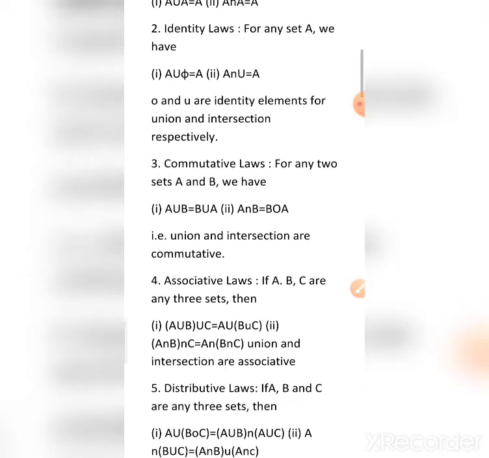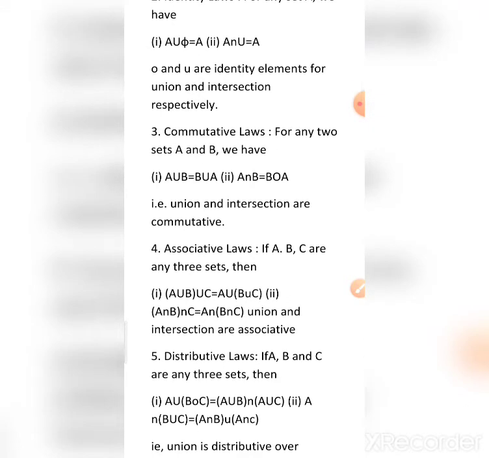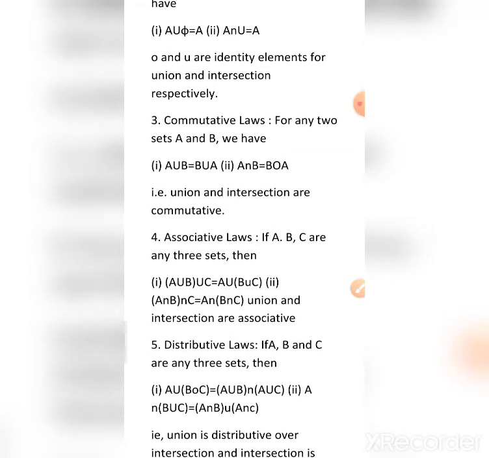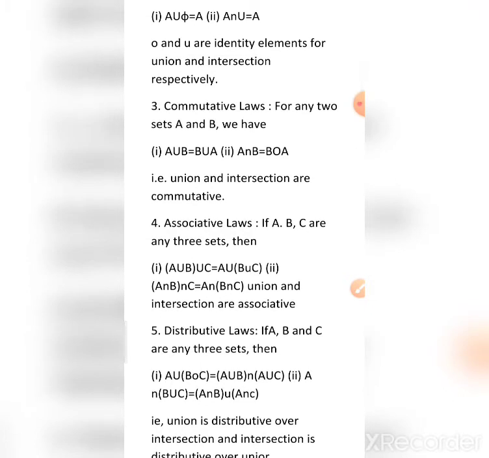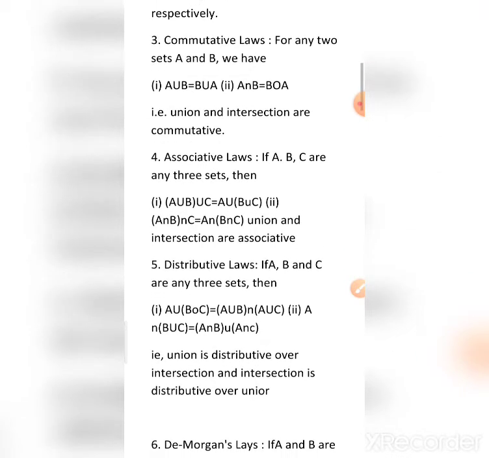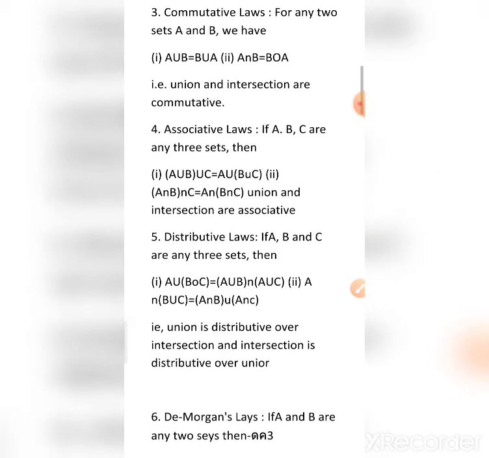Third rule is commutative laws. For any two sets A and B, we have A union B is equal to B union A. You already know this. Similarly, A intersection B is equal to B intersection A, which means the commutative law is satisfied by union and intersection. Fourth law, associative law: if A, B, C are any three sets, then the associative property holds for intersection and union. That is simple, you already know it.